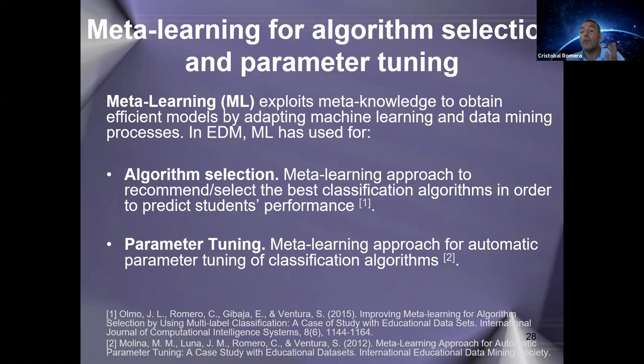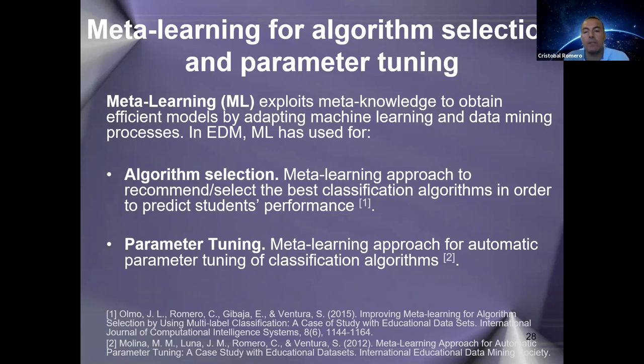One, for selecting the best algorithm, because the instructor has 100 algorithms, 25 algorithms, wow. It is better that a meta-learning approach recommends or selects the best classification algorithms, the top 10, the top 5, in order to predict student performance with your data. Okay, for your data, these 5 are very good. Use the one that you want, and I say, okay.